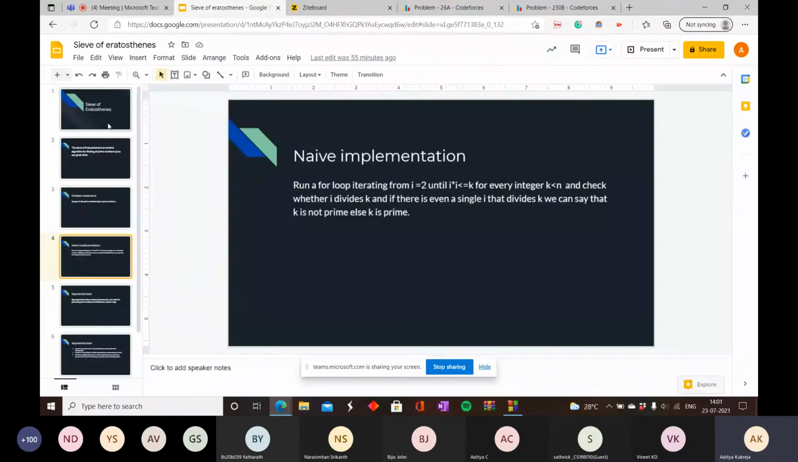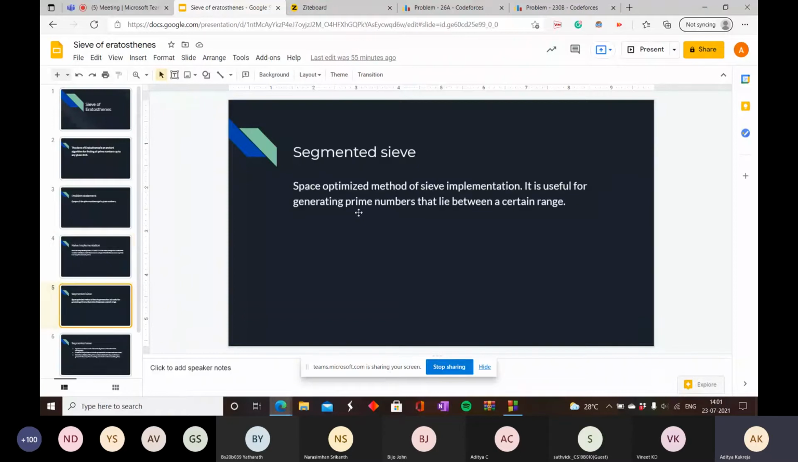So this is a simple sieve, which would be quite useful in many problems. And now there's another concept called segmented sieve. This is basically a space optimized version of a normal sieve. It is very helpful when you have to find the prime numbers that lie between a given range. Usually it's really helpful if the range is a very high value, like suppose you have to find the prime numbers lying between 10 raised to 9 and 10 raised to 10 or some really high values.